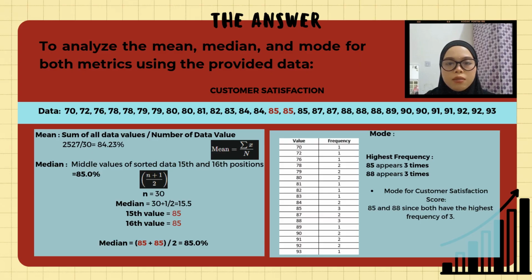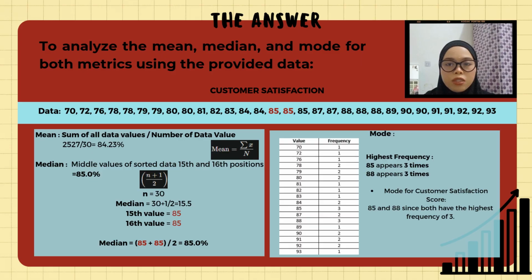Next is to find the median. First, you have to find the middle value, and the formula is n plus 1 divided by 2. For n here is 30, so 30 plus 1 divided by 2 gives 15.5. Here we look at the closest data values: at the 15th value we get 85, and at the 16th value we get 85 too. To find the median, just add these two values, 85 plus 85, divided by 2, and you get 85%.